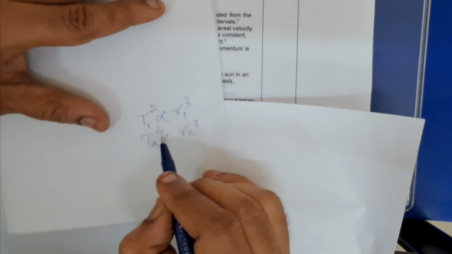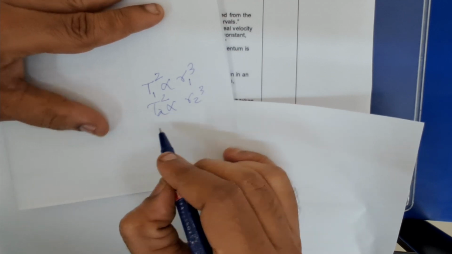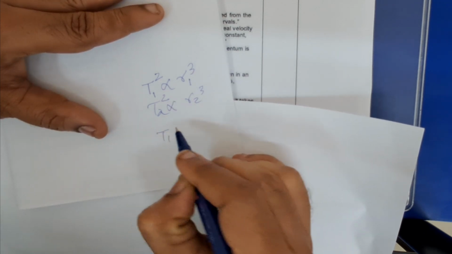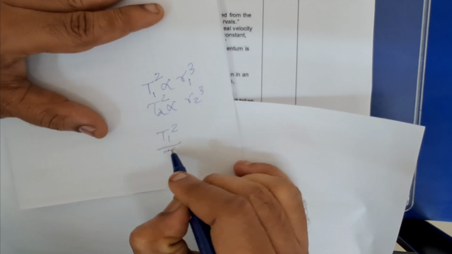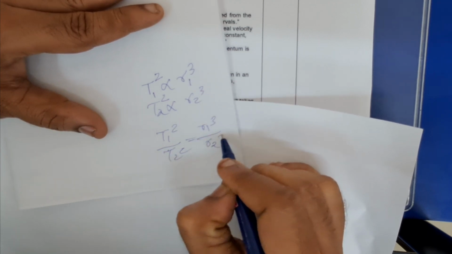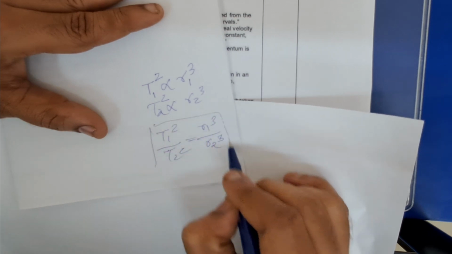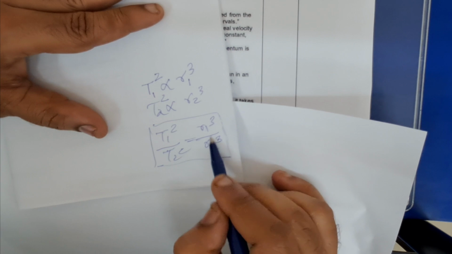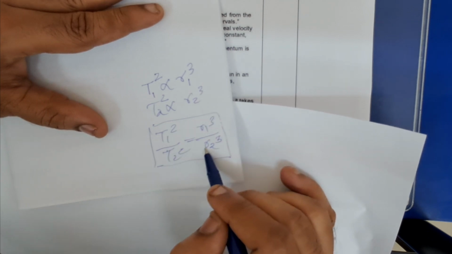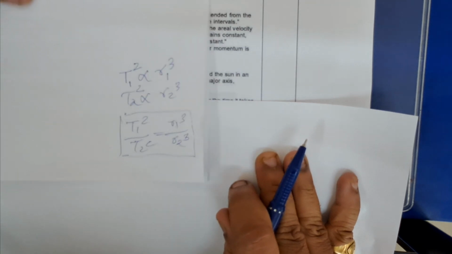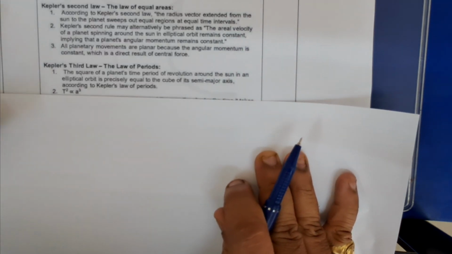If you take the ratio of these, your proportionality constant gets cancelled, and directly you can use this formula: T1 squared upon T2 squared equals r1 cubed upon r2 cubed. That is a very important formula, because if you know three of these, you can find the remaining fourth one, and these are commonly asked questions in your exams, right? So this is about the third law.